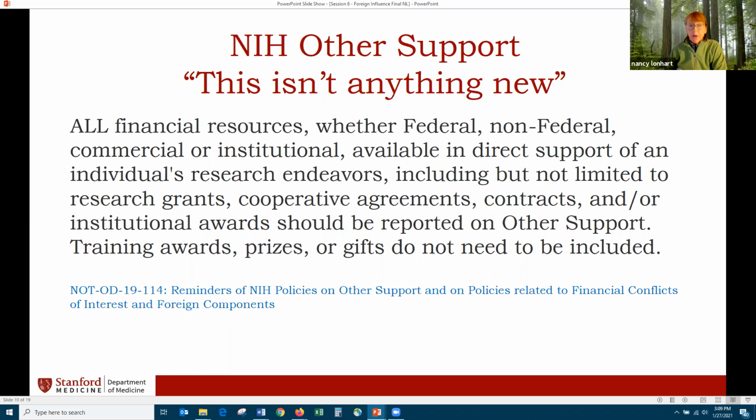But we want to remember, when we think about other support, why are we talking about this? Because Francis Collins and Mike Lauer made it very, very clear back in the summer of 2018 that what the NIH requests in that other support document has not changed. But here's what's changed. Now the NIH is holding faculty and institutions accountable. So for us as research administrators, we need to remember that.